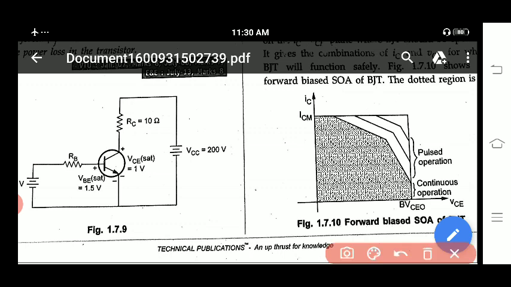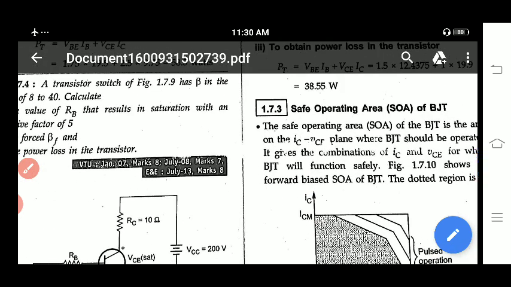Next, collector current IC will be like this. Maximum collector current, you can represent by IC max. Next, for a BJT you can draw IC versus VCE. A graph we have drawn here, and that same explanation they have given here.